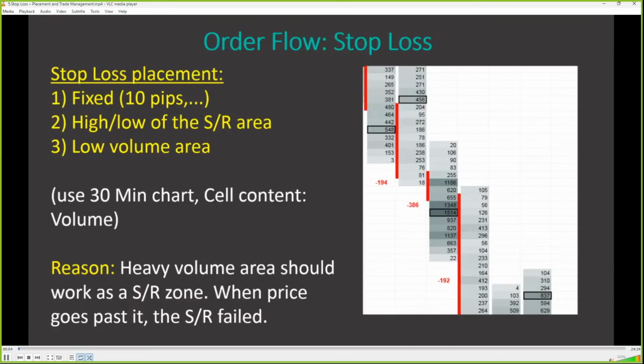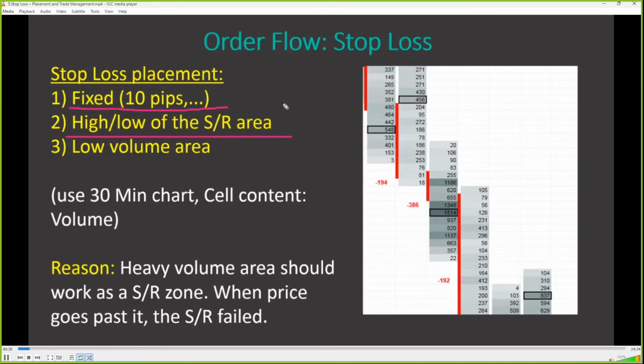Stop loss placement using the order flow. There are 3 ways how you can place your stop loss. First way is a standard fixed stop loss, meaning, for example, 10 pips stop loss. For every trade, it is the same, and this is the easiest method.